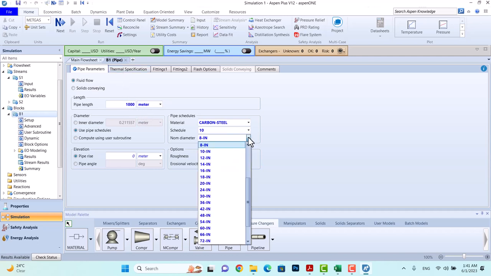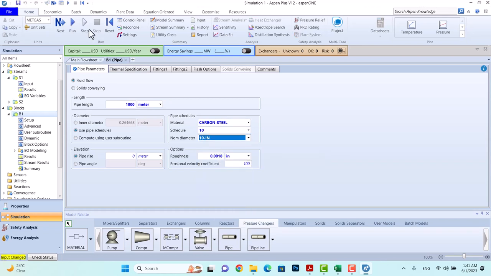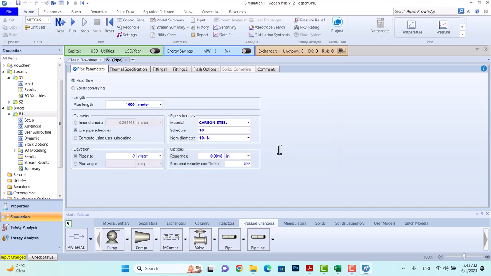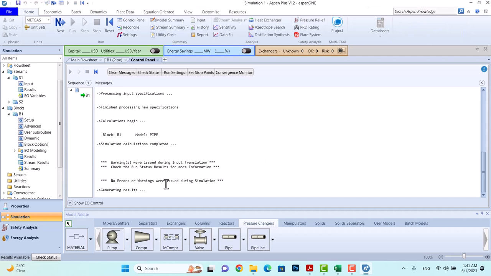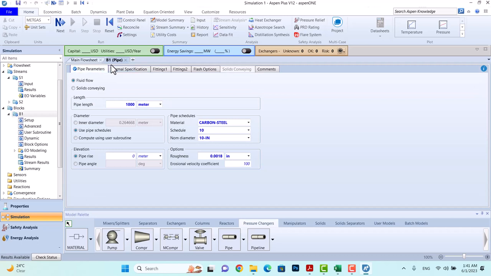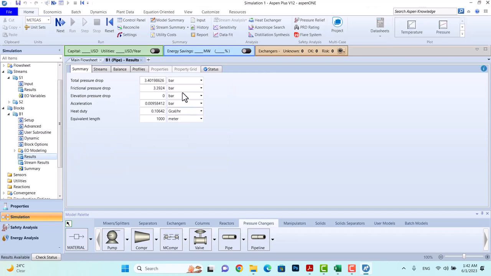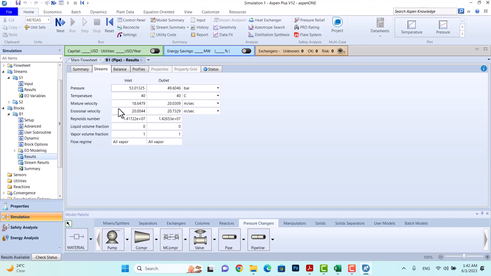And the diameter is going to be increased to 10 inches. And next, no errors and warnings. Go to the results. You see the total pressure drop reduced dramatically, and how about the velocity? The velocity also decreased.